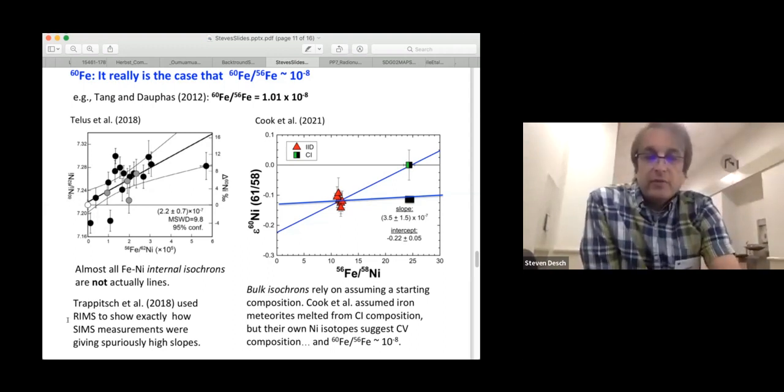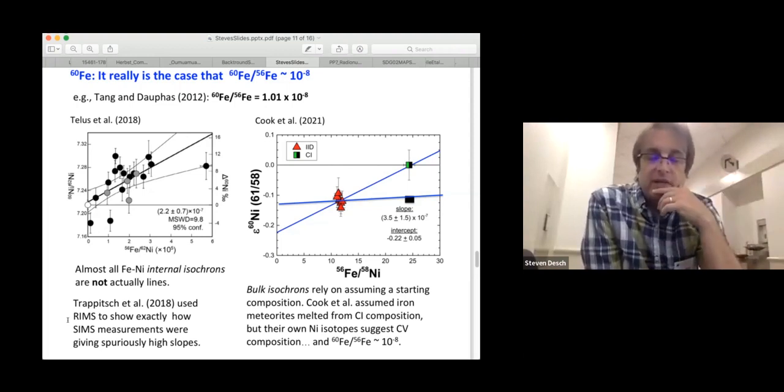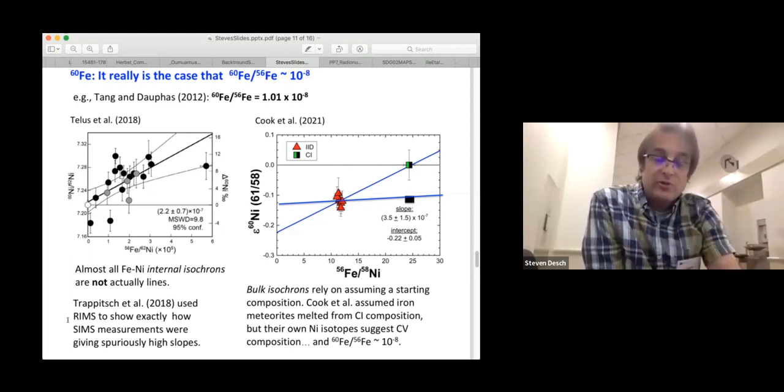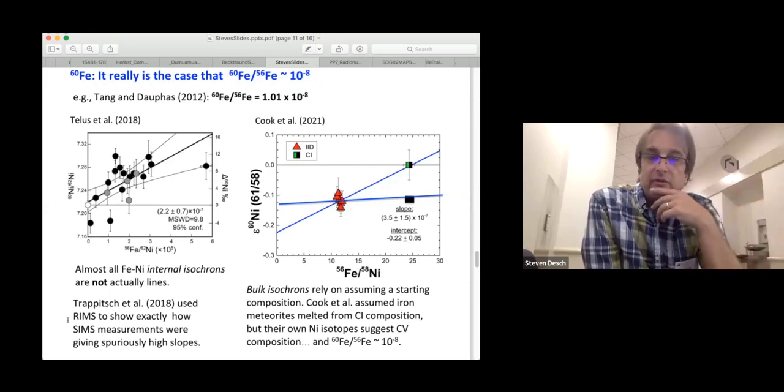And in fact, this paper showed that using a very sophisticated technique, resonance ionization mass spectrometry, that they showed exactly how SIMS measurements were giving you the wrong answers. So the ones that are right are the 10 to the minus 8 values, and these higher values aren't right.